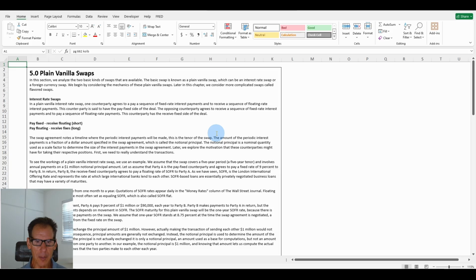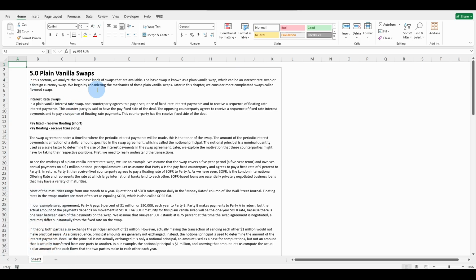The name kind of speaks for itself. Just plain vanilla. There's nothing fancy about this particular introductory swap. Let me explain a little bit about plain vanilla swaps. In this section, we analyze the two basic kinds of swaps that are available. The basic swap is known as a plain vanilla swap, which can be an interest rate swap or a foreign currency swap. We begin by considering the mechanics of these plain vanilla swaps. Later in this session, we'll consider more complicated swaps called flavored swaps.